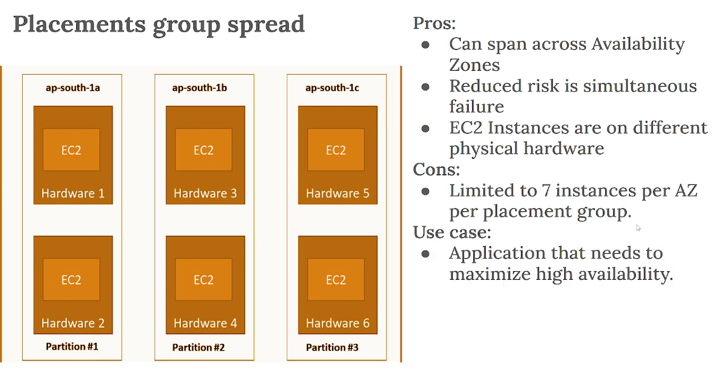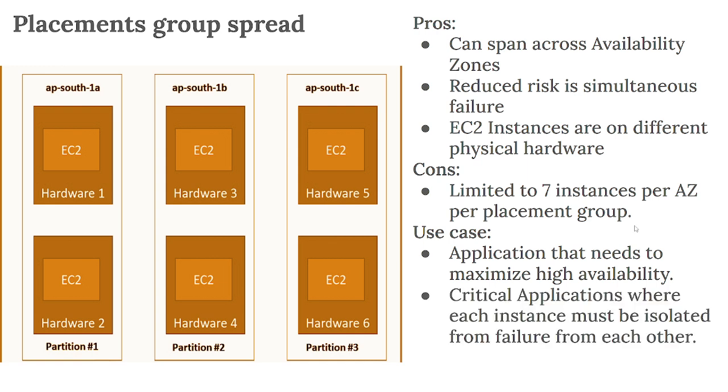Next is use case. For applications that need to maximize high availability, we can use it there. Next is critical applications where each instance must be isolated from failure of the others. Suppose my first instance fails and we want to isolate them, so that another instance located on different hardware should work properly and not be affected. So there we can use this placement group spread.